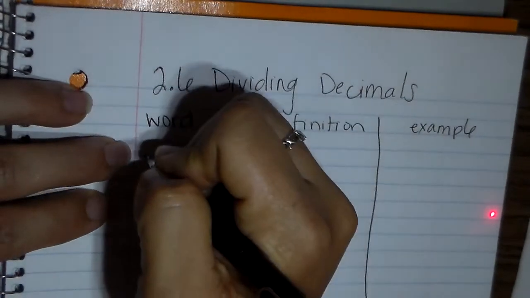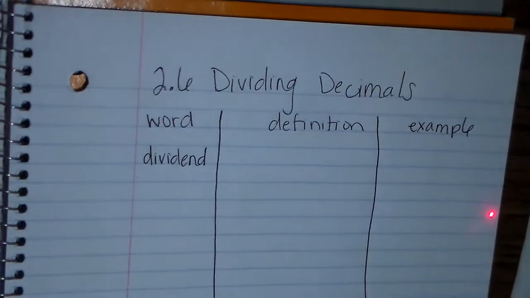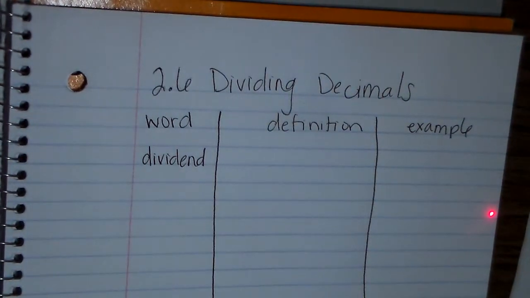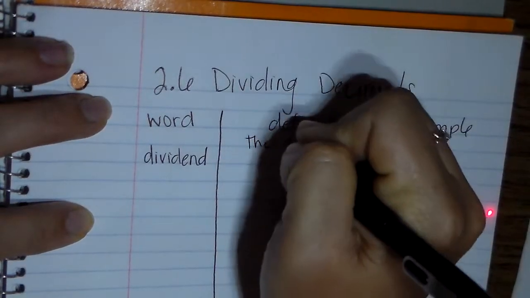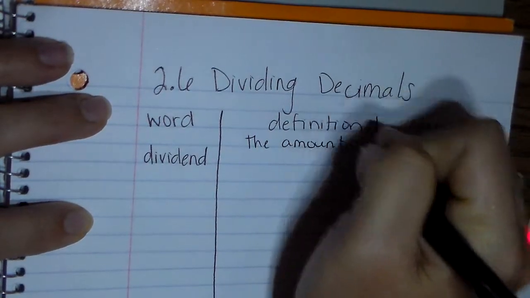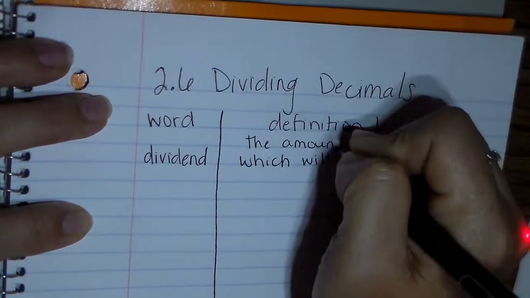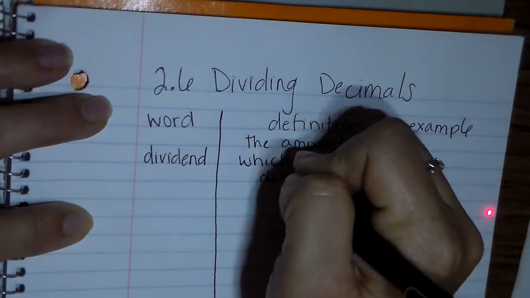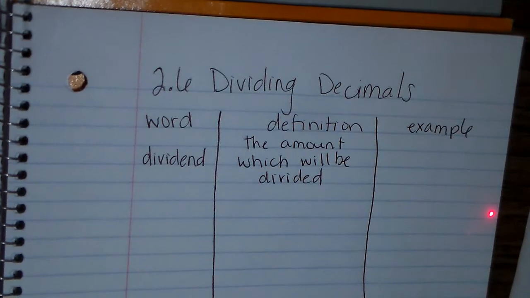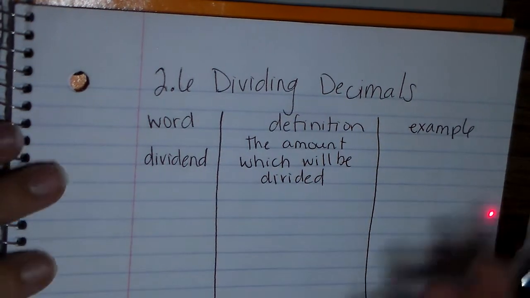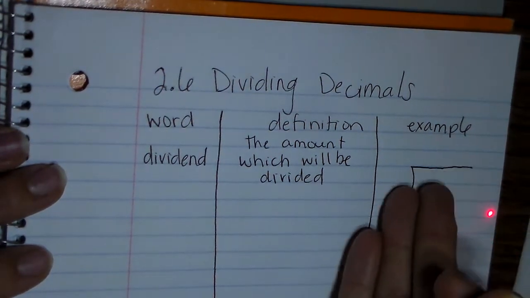So the first word is dividend. The dividend is the amount that is going to be divided. So if we were setting up a division problem using the house, as you guys like to call it, we would set it up as so, and the dividend would be the number that is inside.